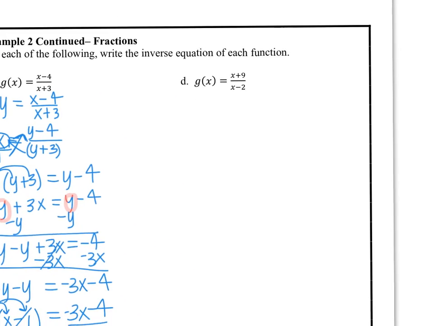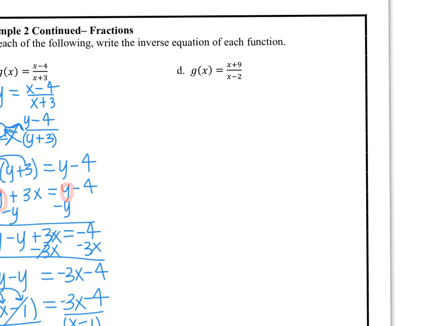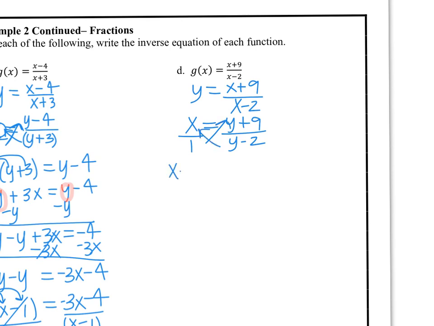So we're looking up here at g of x equals that. Step 1, rewrite as y equals x plus 9 over x minus 2. Switch your x and y, so we write it as x equals y plus 9 over y minus 2. Let's turn that into a cross multiplication problem and cross multiply. So we get x times that whole y minus 2 binomial equals 1 times y plus 9, which is y plus 9. Go ahead and distribute to get xy minus 2x equals y plus 9.